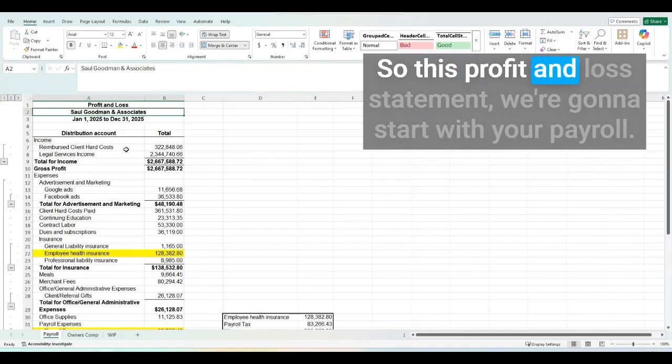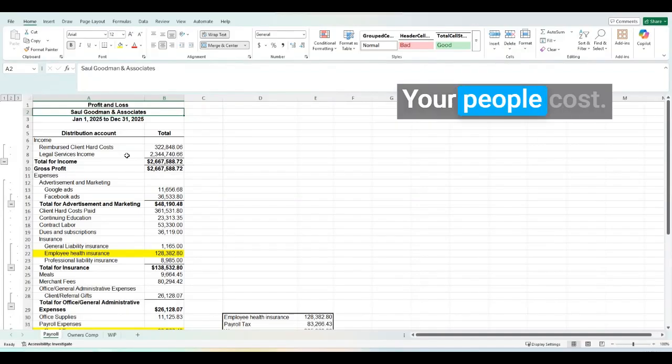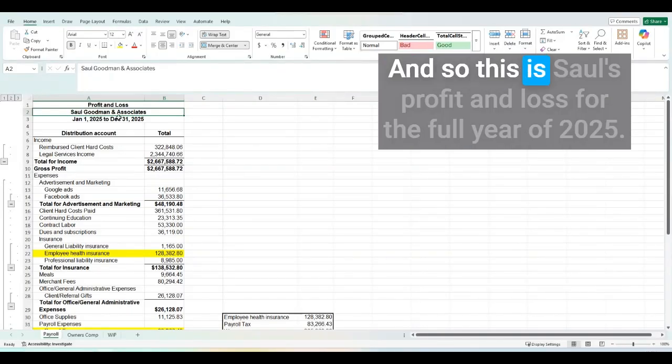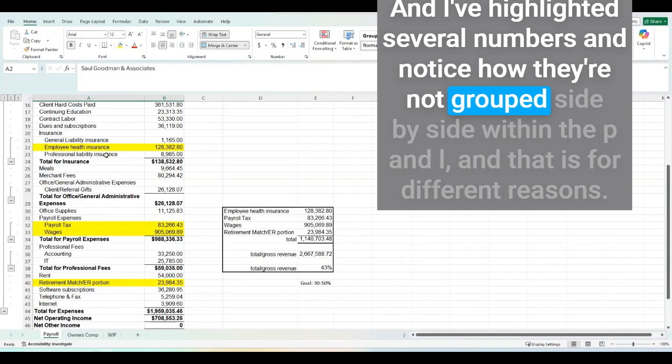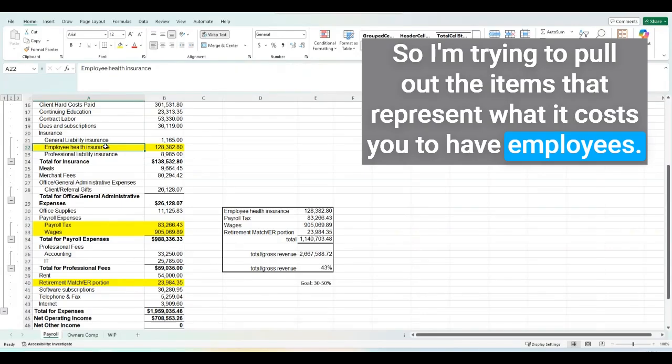So this profit and loss statement, we're going to start with your payroll. How would we look at your payroll? I commonly refer to this as people cost. This is Saul's profit and loss for the full year of 2025, and I've highlighted several numbers. Notice how they're not grouped side by side within the P&L, and that is for different reasons. I'm trying to pull out the items that represent what it costs you to have employees.